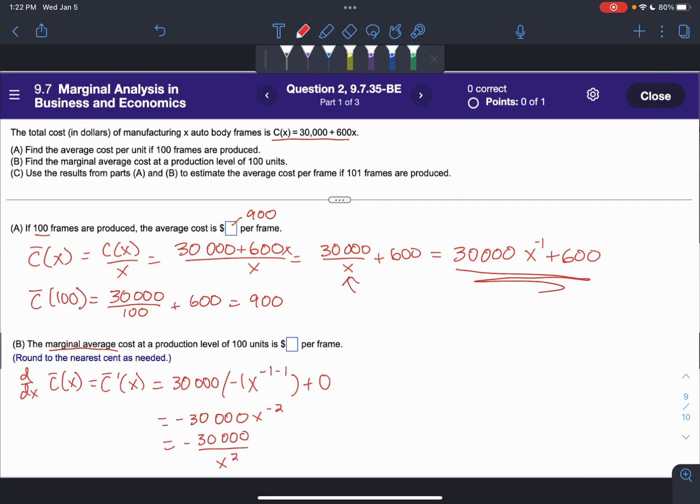All right, and let's answer the question. We want to know the marginal average cost at a production level of 100 units. So I want to take our marginal average cost and plug in 100, right? So let's just put that in wherever I see an x in my marginal average cost. And so if we do this division, it should be negative $3.00 per frame, right? Because it's dollars. All right, and that's how you answer this question. So let's go to the last part.